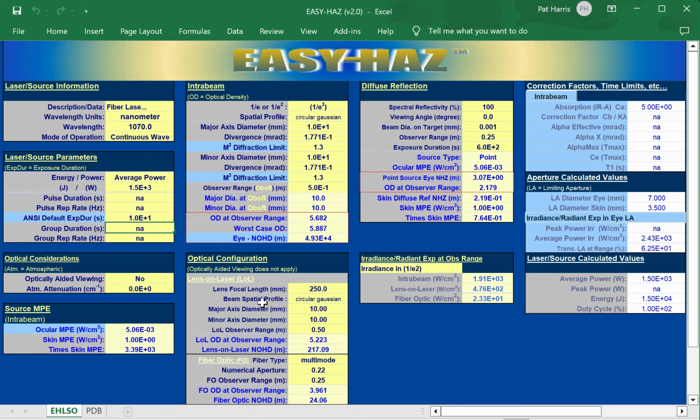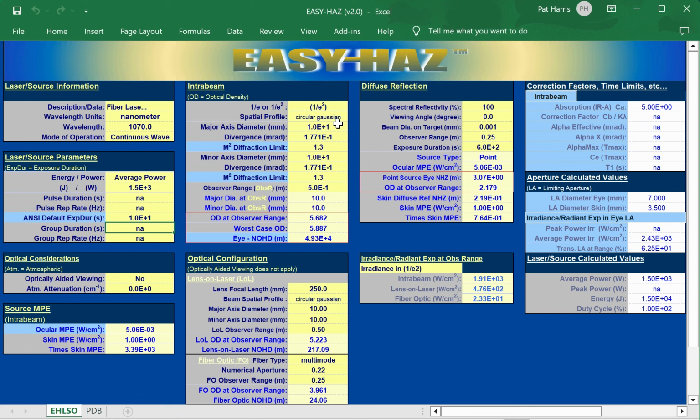Now let's take a look at the lens on laser. We said we had a lens focal length of 250 millimeters. It's right here. This is where we input it. We're using the same beam profile as what we had input into the interbeam.